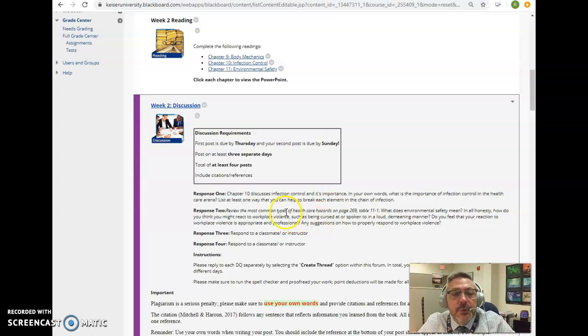Your response 2 for the week is review the most common types of healthcare hazards on page 269, table 11-1, and explain what environmental safety means to you. In all honesty, how do you think you might react to workplace violence, such as being cursed at or spoken to in a loud and demeaning manner? Do you feel that your reaction to workplace violence is appropriate and professional? Any suggestions on how to properly respond to workplace violence? So make sure you answer all those questions.